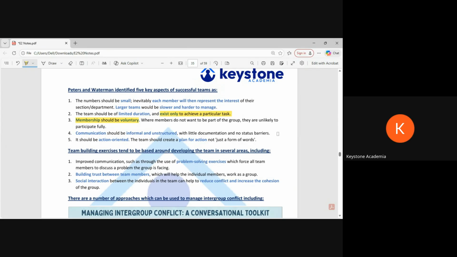Action oriented. It should be action oriented. The team should create a plan for action, not just a form of words. Plan of action means we should have a target. Let's say a weekly target, a monthly target, and eventually how we are reaching the end goal.